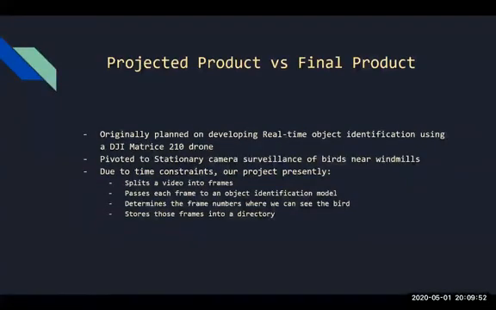So to compare our projected product in the beginning versus the final product which we have now, like Maya said, we started off with a project where a drone could identify objects in real time and notify the pilot. But now we have pivoted to a project which works off a stationary camera and surveils for birds near windmills. Due to our time constraints, our project presently splits the video into frames, passes each frame to West's object identification model, determines the frame numbers where the bird can be seen, and then stores those frames into a directory.